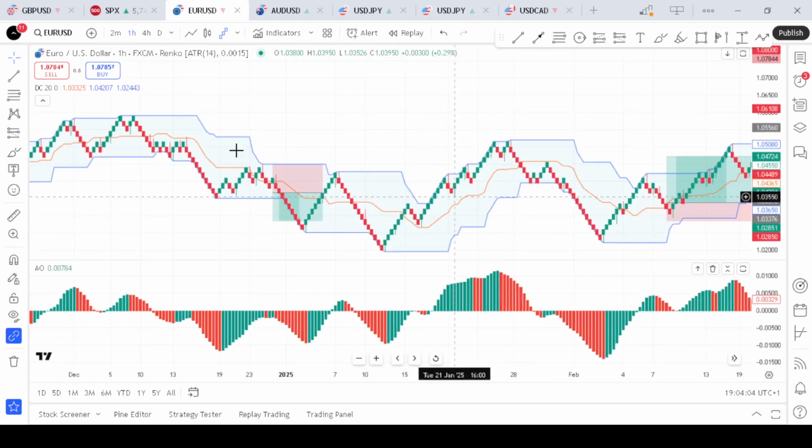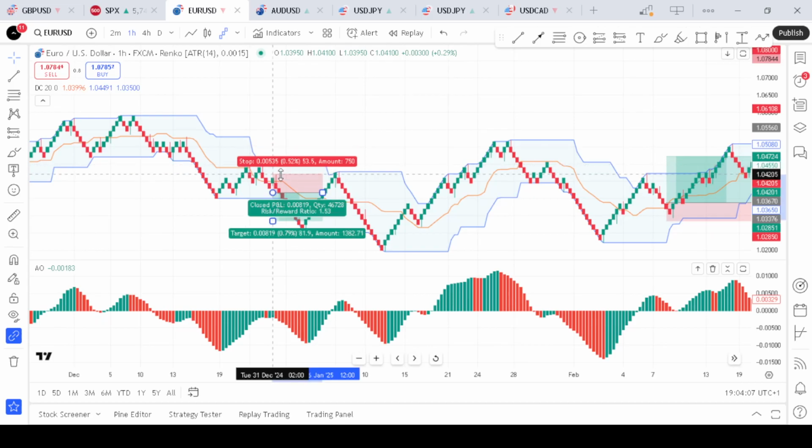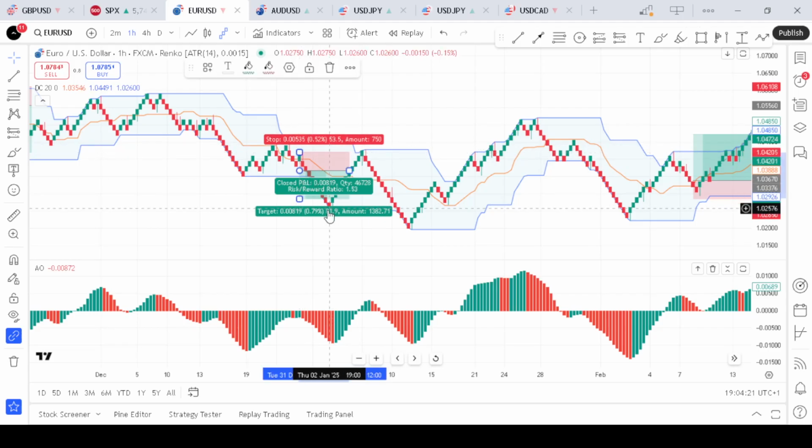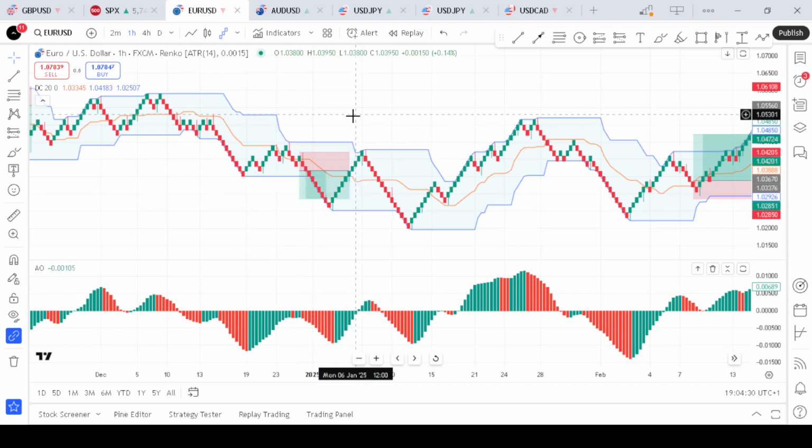Then in a sell trade, you set it above 2 to 3 Renko blocks from your entry. This is where you set your stop loss. Remember, you have to ensure your entry aligns with the overall trend. Where we drop our stop loss helps protect our position from significant loss.